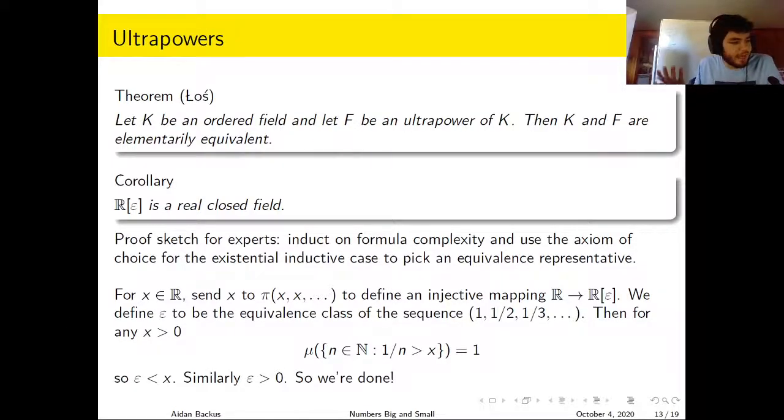Okay, and we're done. We did it. We showed that a hyperreal field exists. I mean, you have to check Łoś's theorem, and you have to check all these technical details, which is why we do not do this in an introductory real analysis course, but it wasn't so bad.